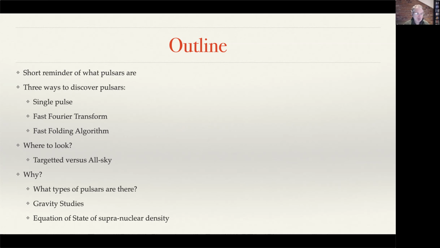And in particular, we'll be talking about what types of pulsars there are, how we can use these pulsars for some gravity studies, and then lastly, I'll touch on the equation of state of what's called supranuclear density. So that is the material inside the neutron stars, which we showed last time we had a presentation on pulsars, is incredibly dense.